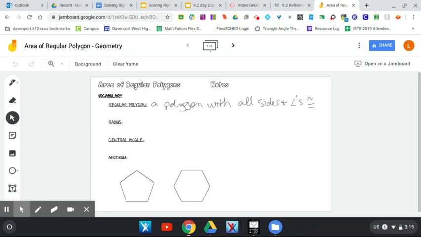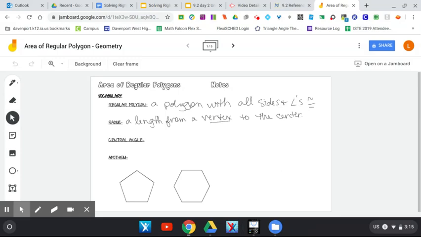Now, a polygon will have what we call a radius. The radius of a polygon is a length from a vertex to the center. And all the word vertex here means is a point. So it's the length from one of the points on the polygon to the center.